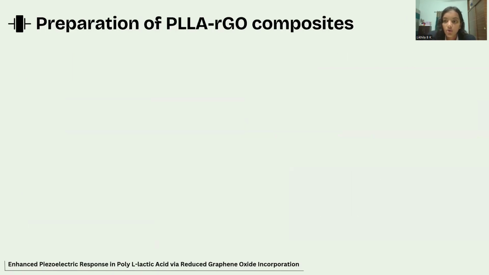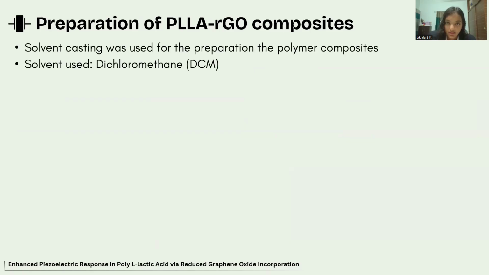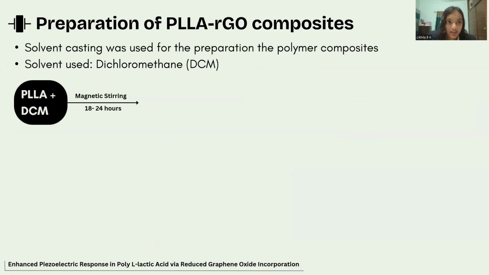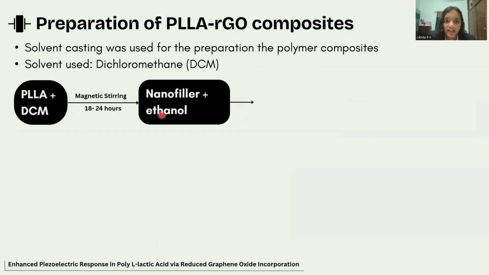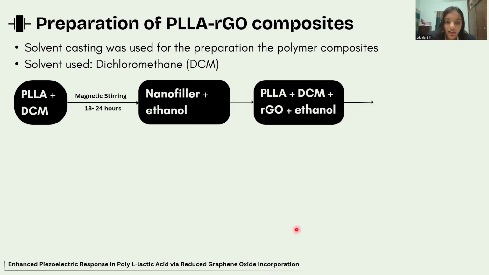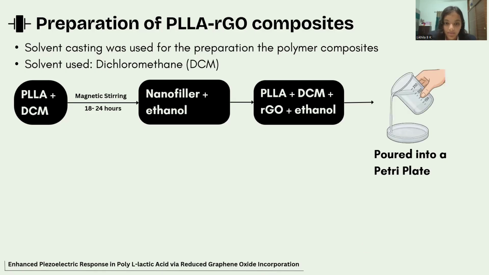Now let's see how we've prepared PLLA RGO composites. We've used solvent casting, and the solvent we've chosen is dichloromethane. Firstly, PLLA pellets were dissolved in dichloromethane, kept under magnetic stirring for 18 to 24 hours. Then separately, we've added nanofiller and ethanol. We've sonicated this too. And finally, these two solutions were mixed and then cast onto a Petri plate.